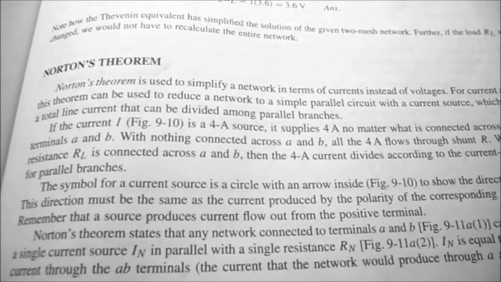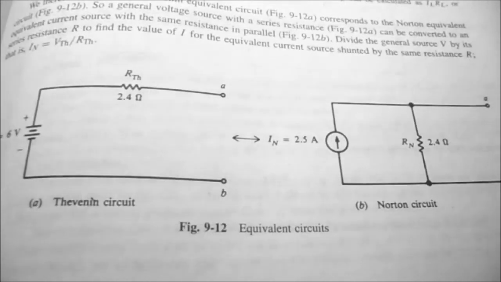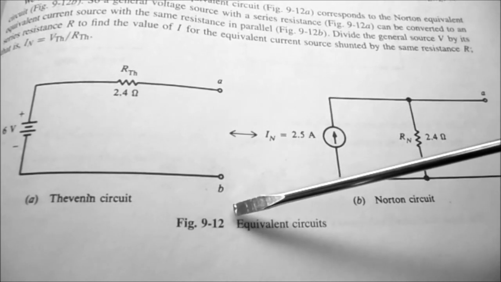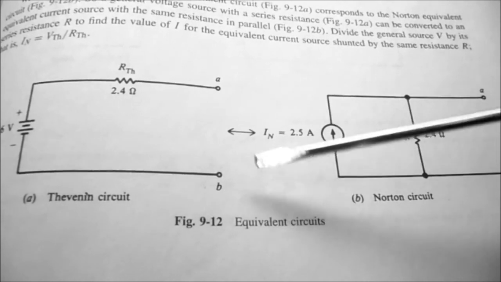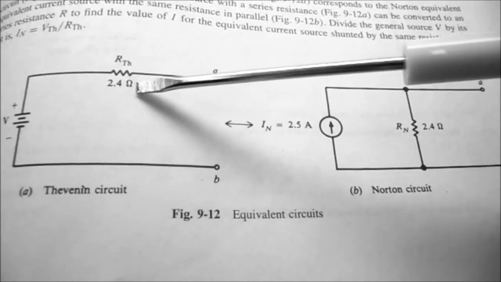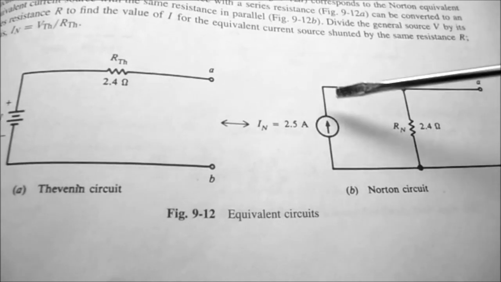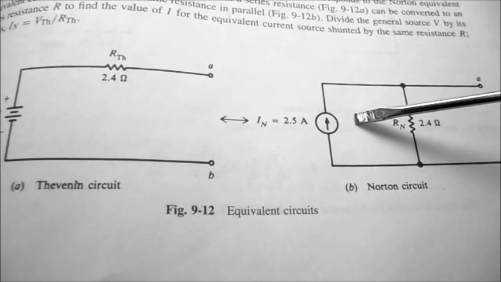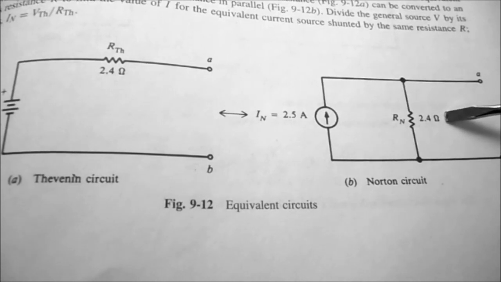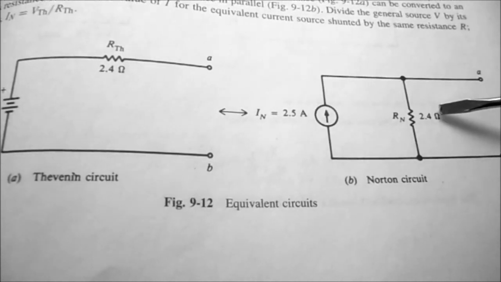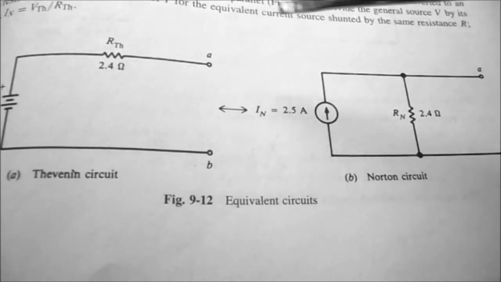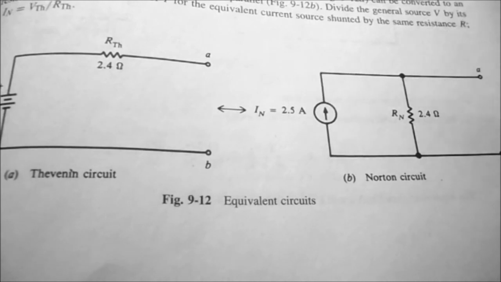And you might want to review Norton's theorem. And you might want to review figure 9-12, equivalent circuits. So for Thevenin's equivalent, we have Thevenin's voltage and Thevenin's resistance. And for Norton's equivalent circuit, we have a current source in parallel with Norton's resistance. And you'll notice that Norton's resistance is identical to Thevenin's resistance. And we'll be using that today in the lab.